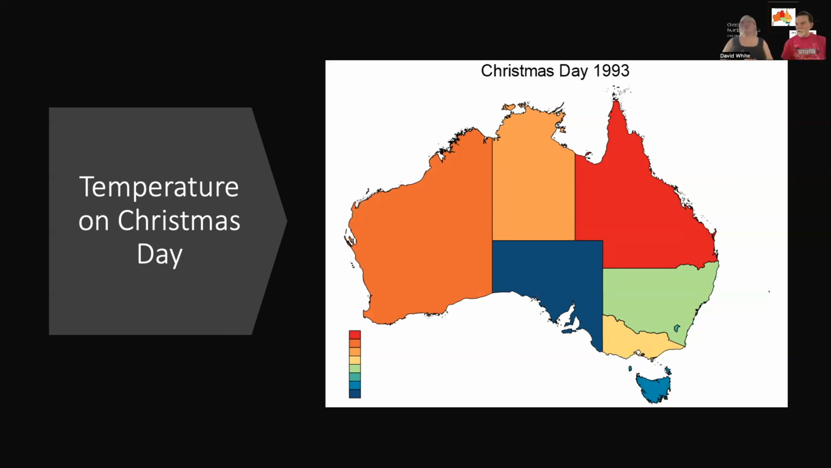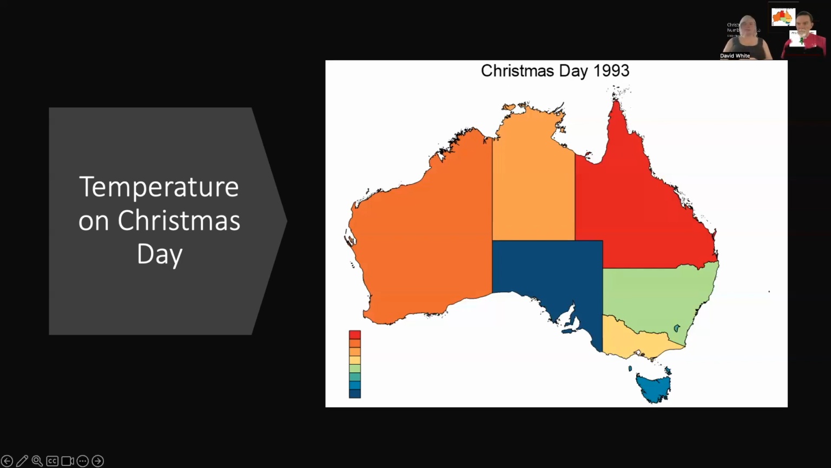So Christmas Day 1993. Yep. But it was quite cold for me. Not as cold as South Australia. It was the coldest. Adelaide was the coldest out of everywhere in 1993. WA, the Northern Territory, and Queensland were quite warm, which is what you'd normally expect.